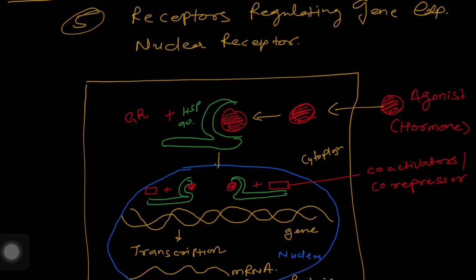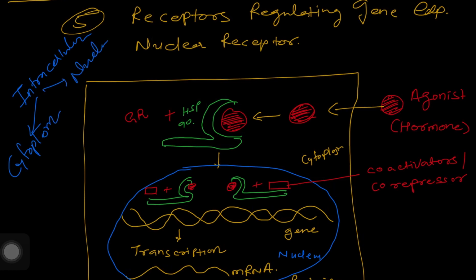And now we are heading into the fourth type of receptors, and these are also called intracellular receptors because these receptors are present inside the cell. Now where inside the cell? This receptor may be present in the cytoplasm of the cell or they might be present inside the nucleus of the cell. So depending upon their location, they are divided into intracytoplasmic receptors or nuclear receptors.